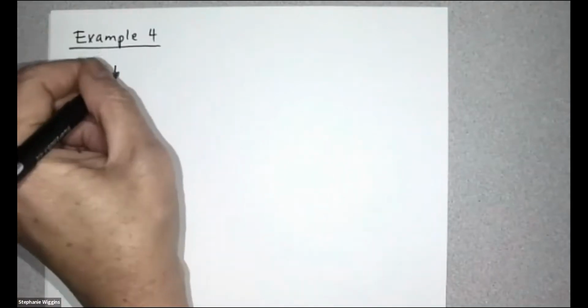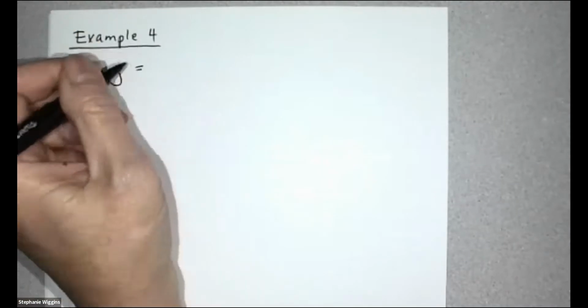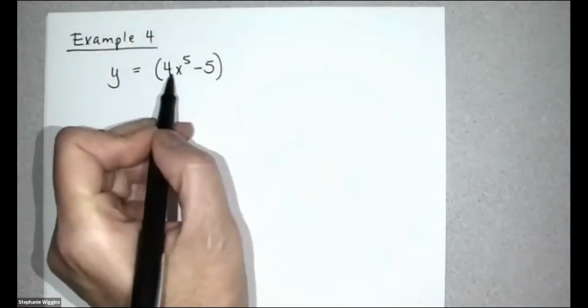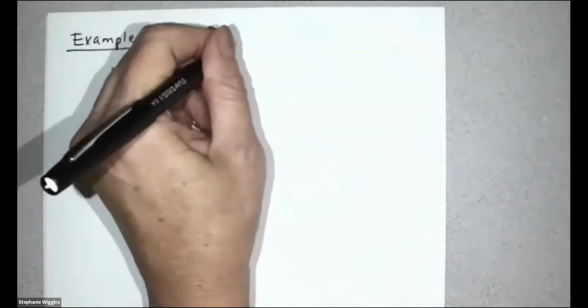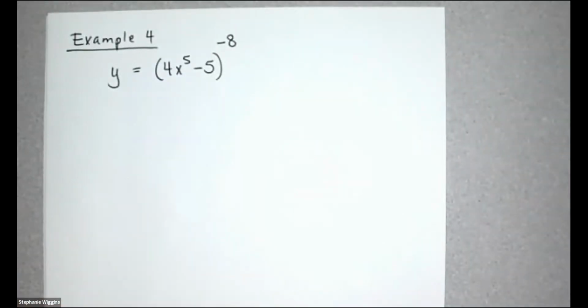Example 4. Our function is 4x to the 5th minus 5, and then that entire function raised to the power of negative 8. So we have a power function, a raising of your input to the negative 8, and then we have the input, another function, 4x^5 minus 5.